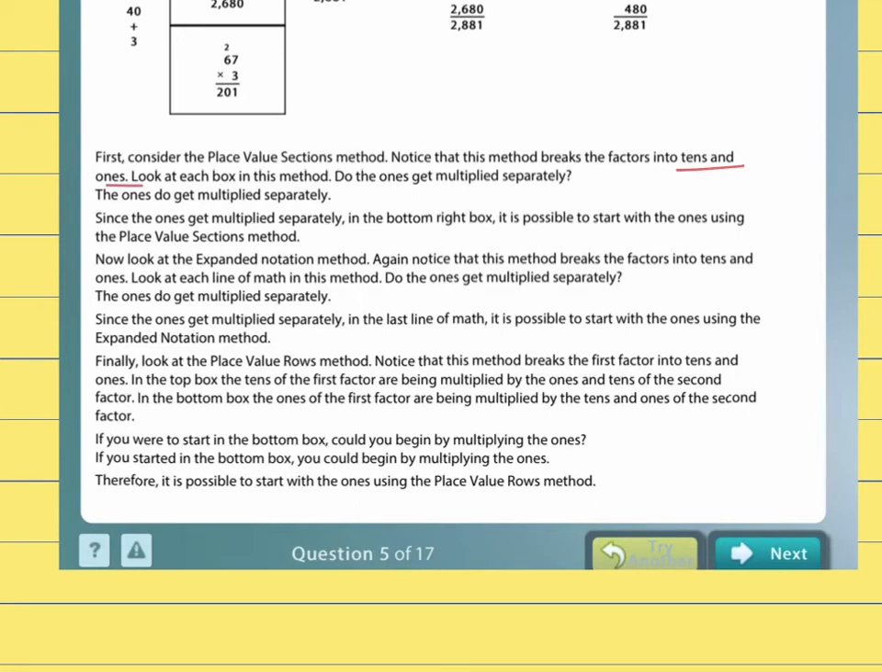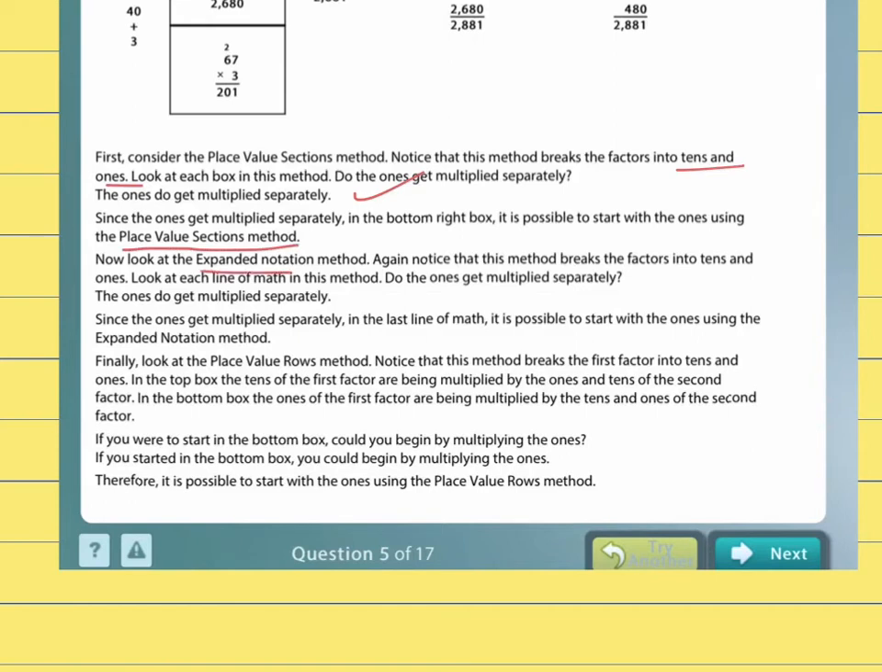Do the ones get multiplied separately? The ones do get multiplied separately. So that's true. Since the ones get multiplied separately in the bottom right box, it is possible to start with the ones in the place value section. Now look at expanded notation.